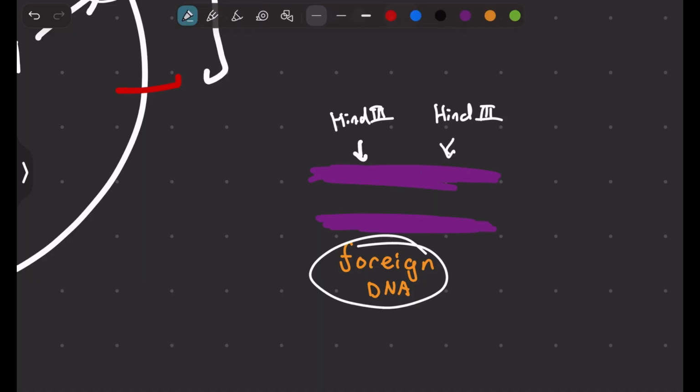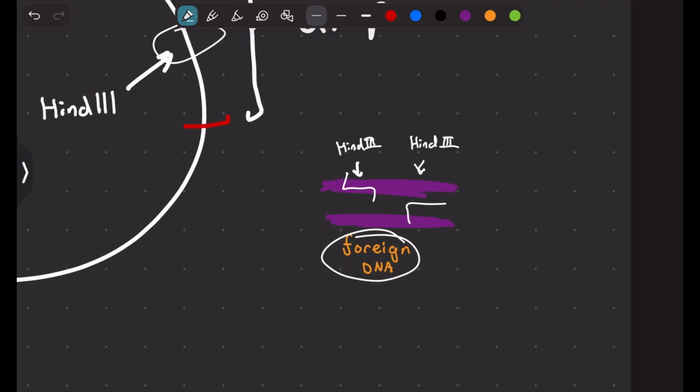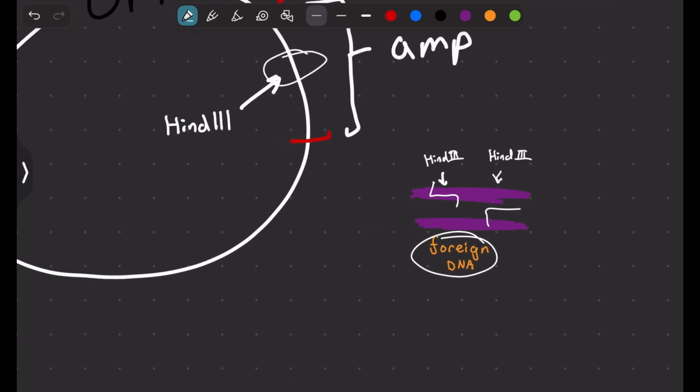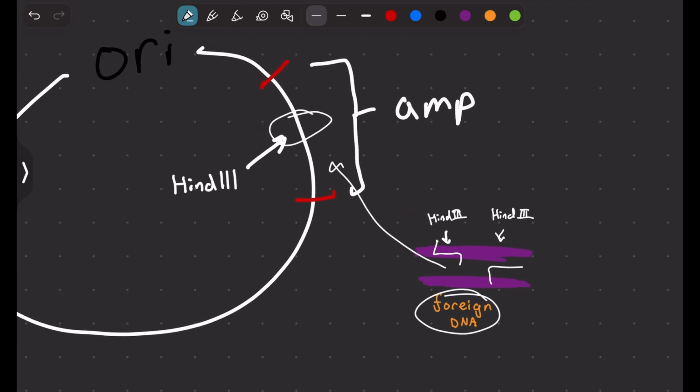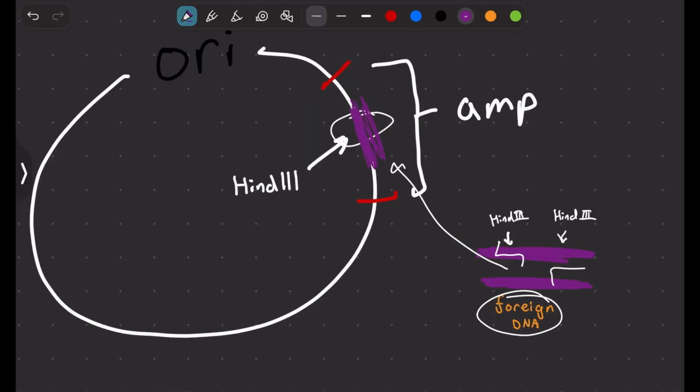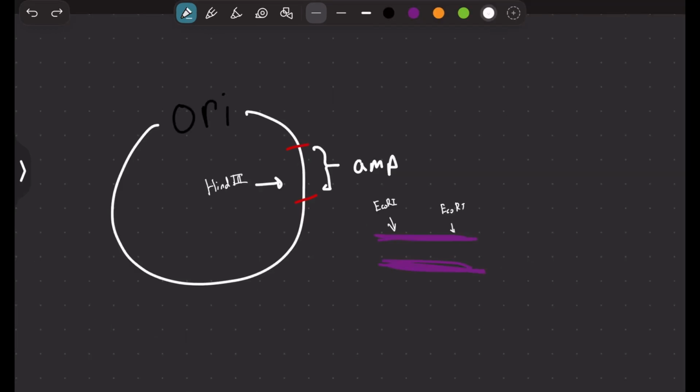And once they cut the foreign DNA, the sticky ends will form, something like this, and that means that the foreign DNA can then be inserted into the region of the gene that we cut with HIND3. So this will be inserted here. Usually the insertion of foreign DNA causes the gene to stop working, so it can't express the resistance to ampicillin anymore.